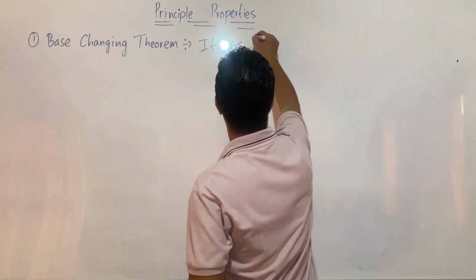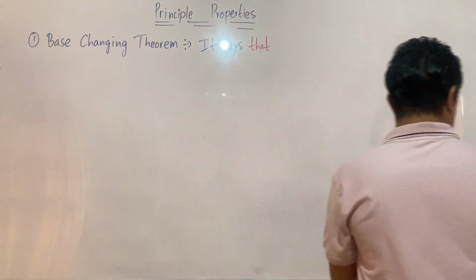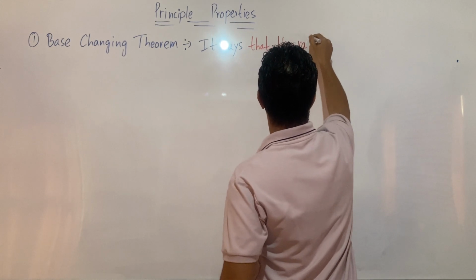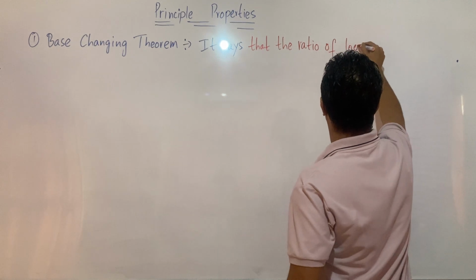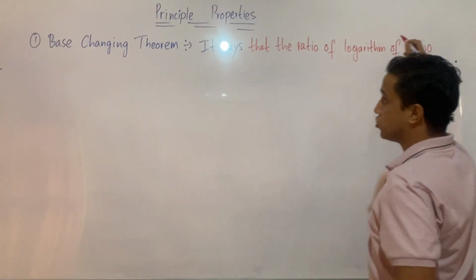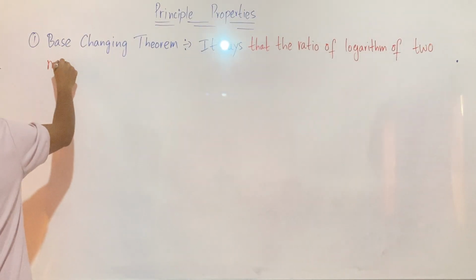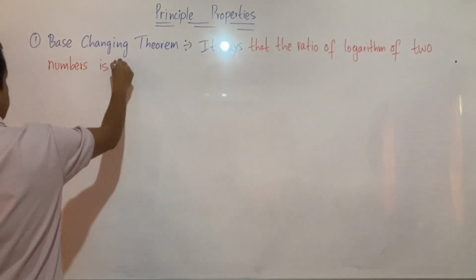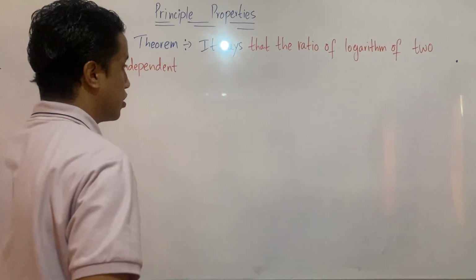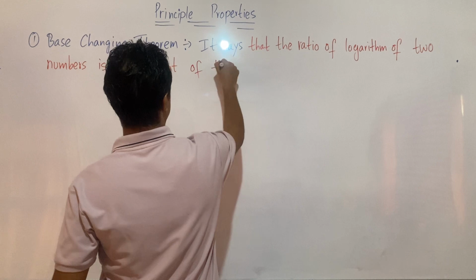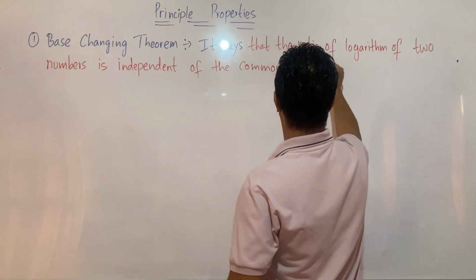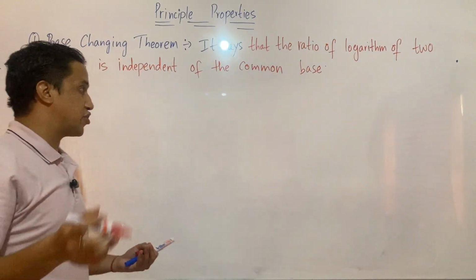It says that the ratio of logarithm of two numbers is independent of the common base. Okay, so if you take the ratio, what does it mean?